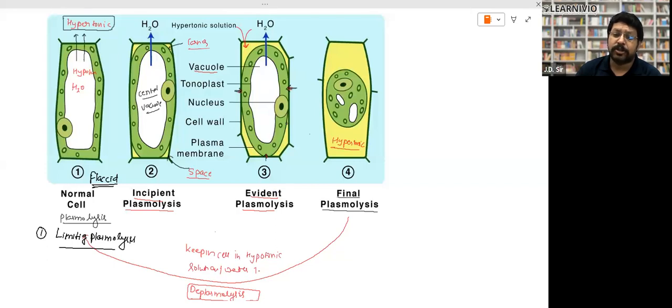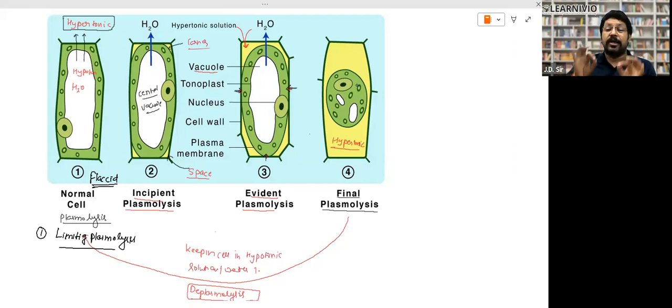Then the next stage is evident plasmolysis. In evident plasmolysis, the plasma membrane or protoplasm will be in contact with the cell wall at very few places, and it will leave from most of the places, right? This is called evident plasmolysis. In final plasmolysis, more water will come out, and the protoplasm will leave the cell wall, and the hypertonic solution will get filled in the space between the protoplasm and the cell wall. This is called final plasmolysis.